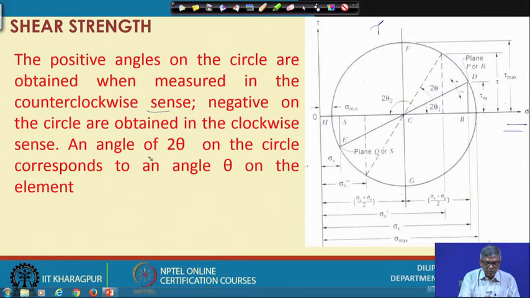And an angle of 2 theta on the circle, as you can see shown here, on the actual element will be theta. So, when I draw the Mohr circle and see that it is rotated by 2 theta on the circle, actually on the element the rotation will be theta. So, that is the double angle, as in all the expressions I have shown. That is one important point to be noted: an angle of 2 theta on the circle corresponds to an angle theta on the element.